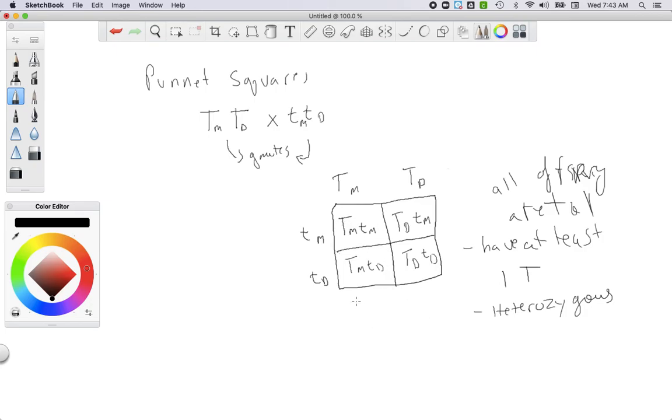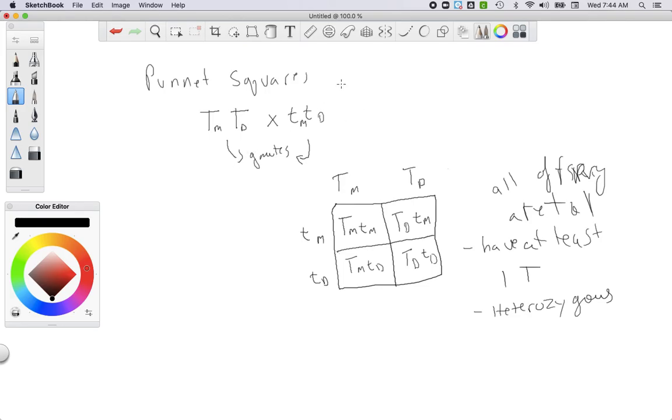And you can see that they are all actually different because they have different combinations of the M's and the D's. Even though they are all equally tall, they all have heterozygous genotypes, but they will have the same phenotype. They will all be tall.